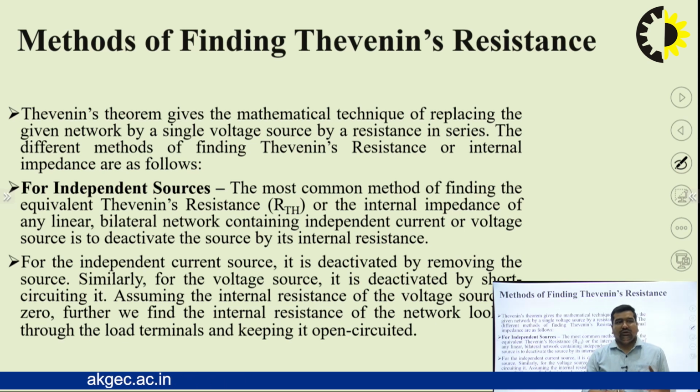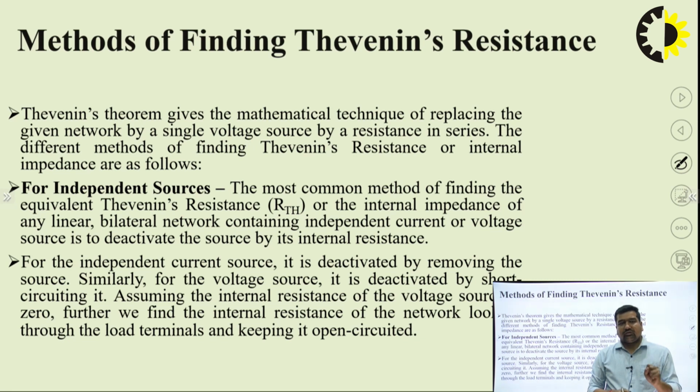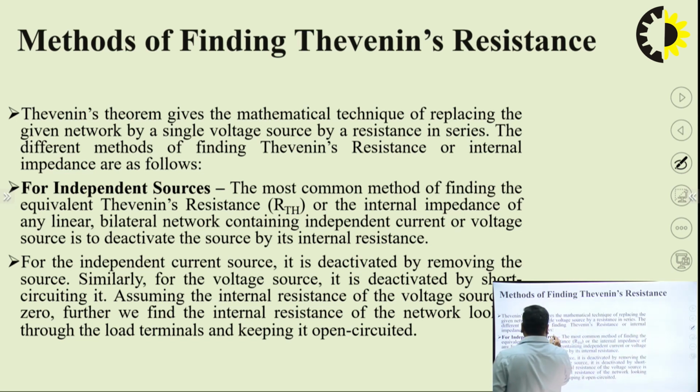But the method of finding the Thevenin resistance is different if the circuit consists of a dependent source along with the independent source. For independent sources, the most common method of finding equivalent resistance or internal impedance of any linear bilateral network containing independent current or voltage sources only is to deactivate the source by its internal resistance. That is only for independent sources. Only independent sources are there, and we did that.